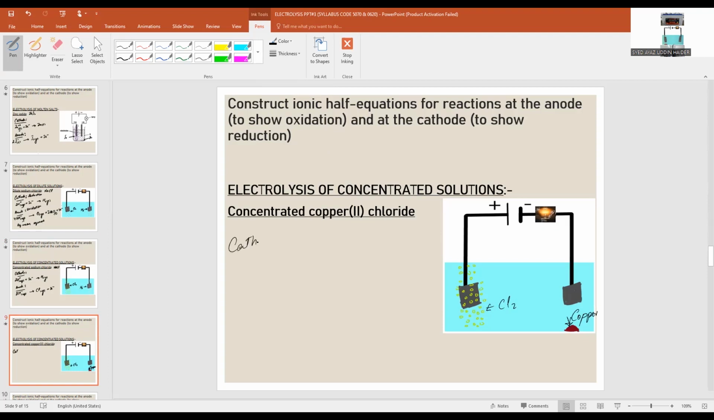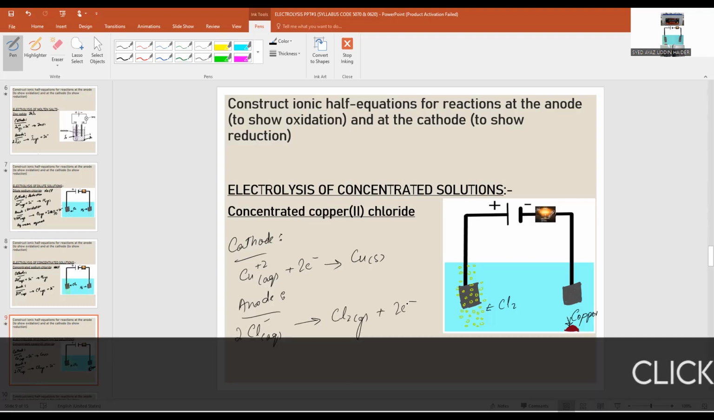So at the cathode, we have Cu 2 plus aqueous plus 2 electrons, we get Cu solid. The temperature is not high in the solution, so it will produce Cu solid. At the anode, chlorine gas is released only if the concentration of chloride ions is high in the solution. So I will write the loss of electrons by chlorine here. 2 Cl negative aqueous, 2 moles of chloride ions, we get Cl2 gas plus 2 electrons.